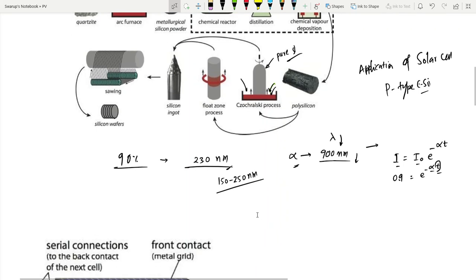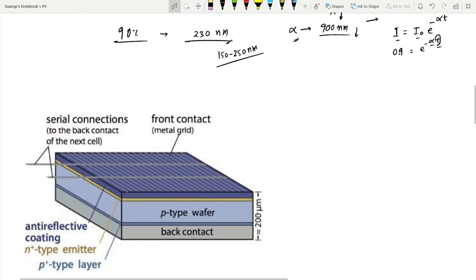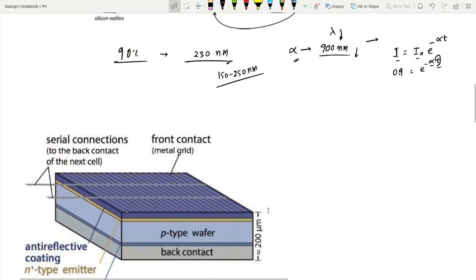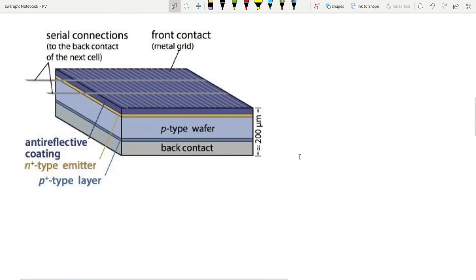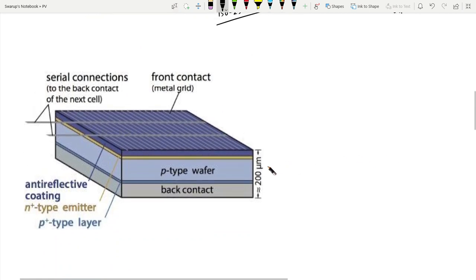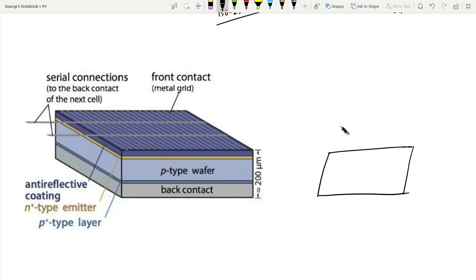So this is fixed. Then it comes that we need to create the junction, right? We now have just the p-type wafer. If I draw it here side by side, you will get a circular disc only, but for solar cell application, we generally prefer a square shape, right? Because we need to make a panel out of it, which is rectangular in shape. So we cut them into a rectangular or square shape, usually square.